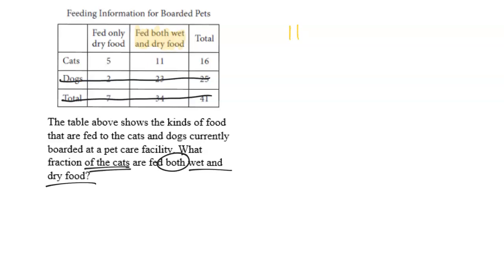We can do this in black so that it's a little easier to see, 11. And then in the denominator, we want to put the total number of cats. The total number of cats is going to be 16. Therefore, the fraction that we're after here to answer this question would be 11/16. That is the fraction of the cats that are fed both wet and dry food.